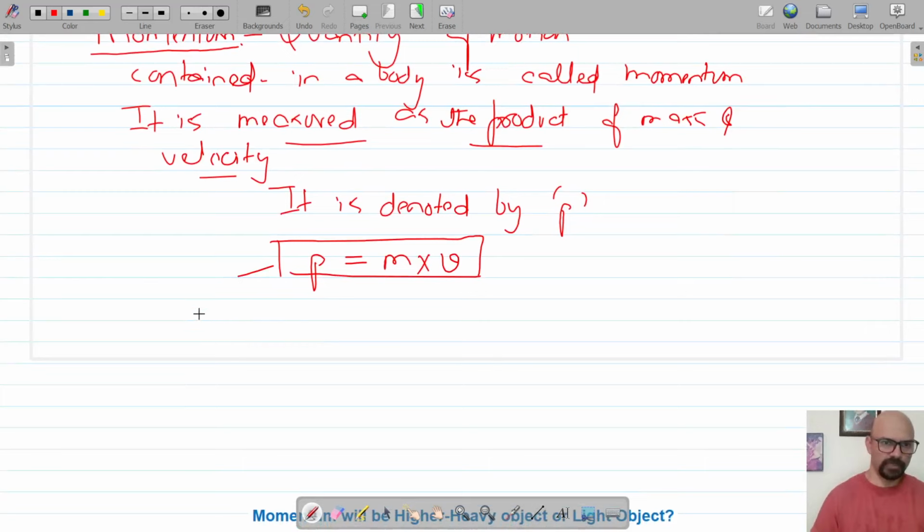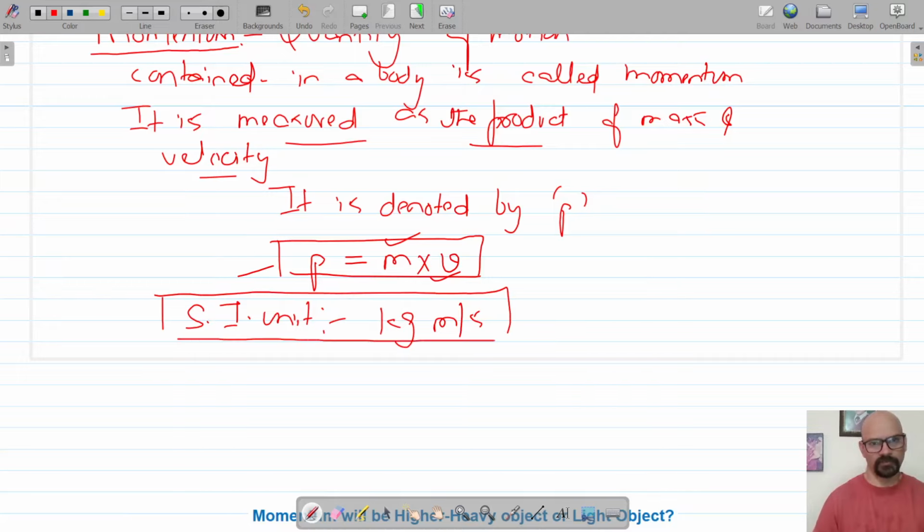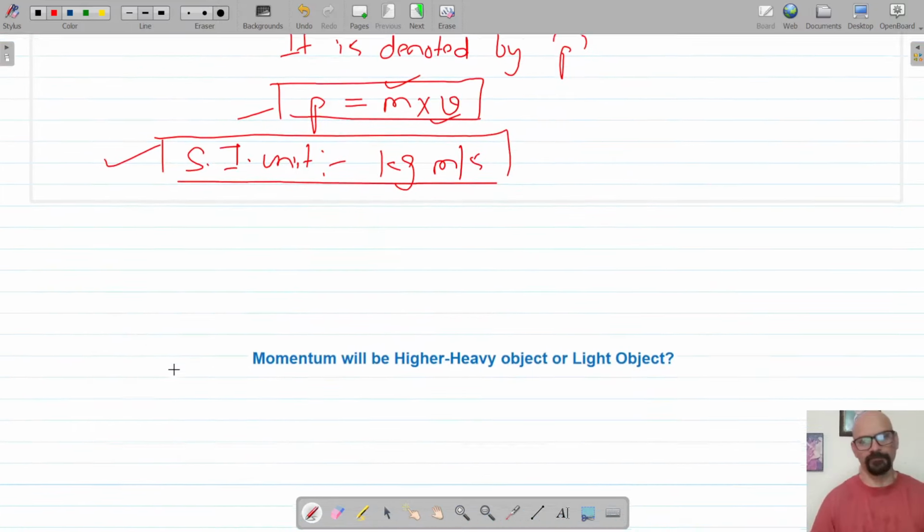And from here we can write down its SI unit as well. The SI unit of mass is kg, from the formula itself, and the SI unit of velocity is meter per second. So the SI unit of momentum is kg meter per second.